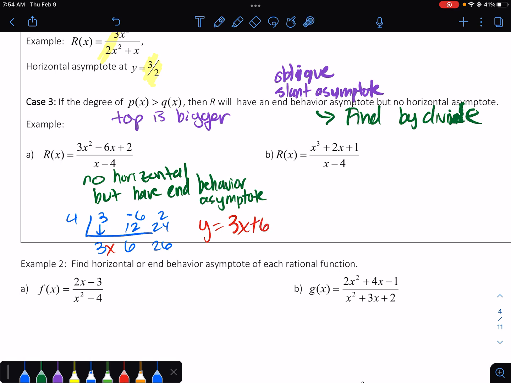Okay. If we look at this one, notice the top is bigger than the bottom, so we're going to divide to find the end behavior asymptote. So there's no horizontal, but there is an end behavior one.